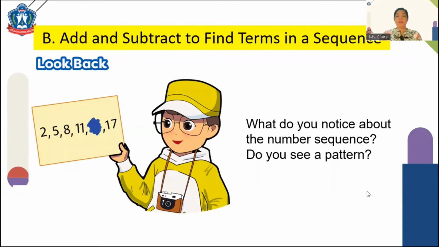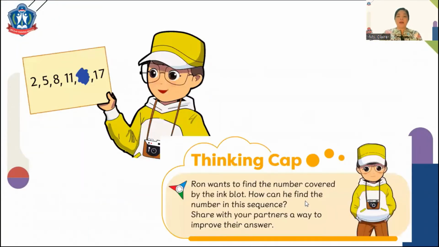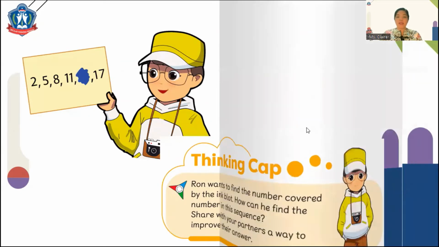Can you see a pattern? So Ron wants to find the number covered by the ink blot. How can he find the number in the sequence? If you know the answer, you can share that during our class.